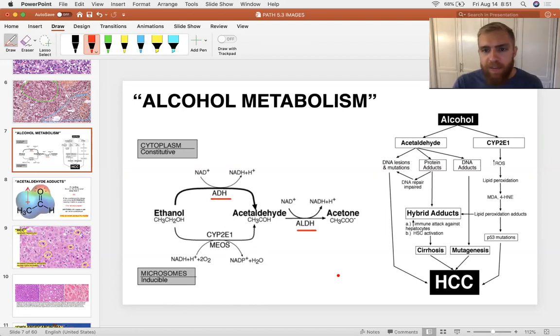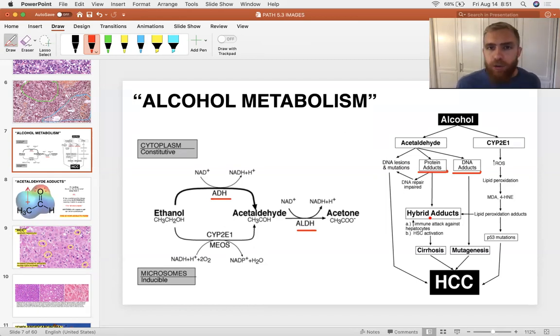Now, acetaldehyde particularly likes to form adducts with proteins and DNA. And we know that a protein adduct, if a protein's got an acetaldehyde plastered on it, depending on where it is, maybe that protein's not going to function anymore.